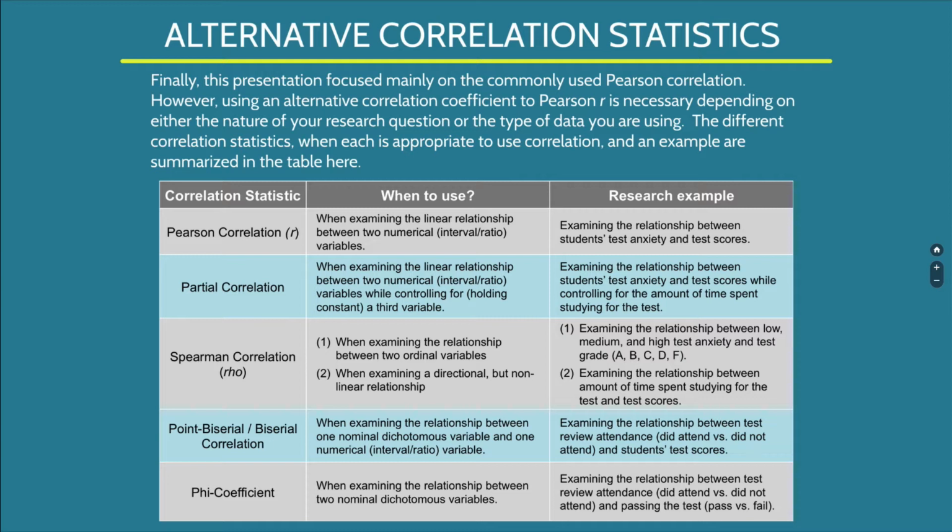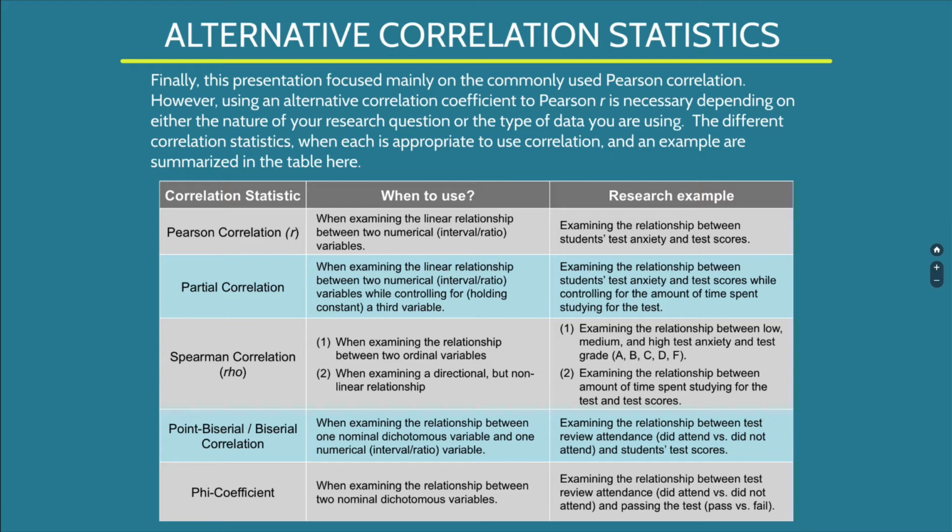Partial correlation is appropriate to use when examining the linear relationship between two numerical, in this case interval ratio, variables, while also wanting to control for, or hold constant, a third variable. This would be like examining the relationship between students' test anxiety and test scores while also controlling for the amount of time spent studying for the test.